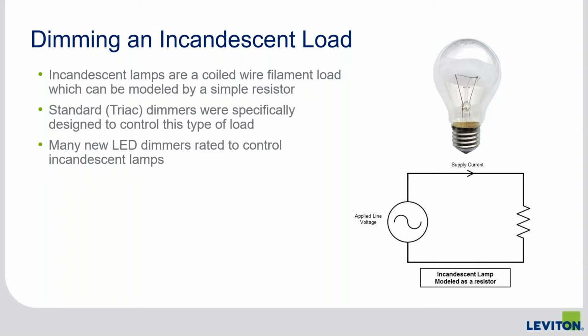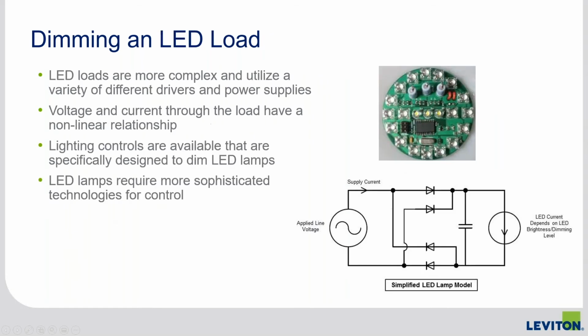Newer LED lamps are made to look like incandescent bulbs, but they actually perform very differently, and they're actually built very differently. So if we look at an LED bulb, you can see down here the circuit is very different. It's much more complex. This is actually a simplified circuit. The actual ones that you would see if you cracked open a bulb are much more intricate.